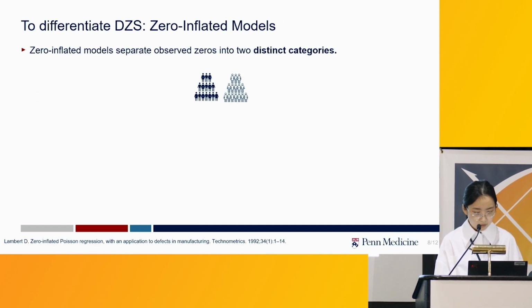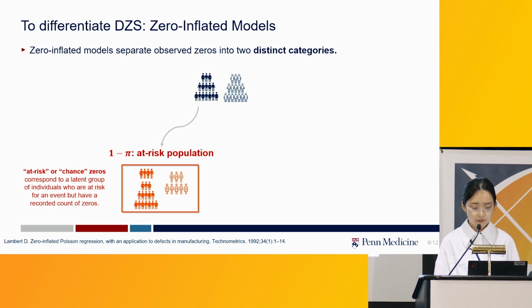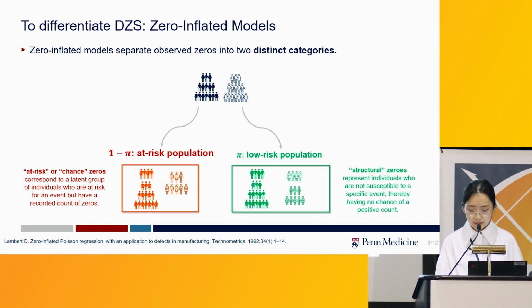So to differentiate the large double zero studies, which might come from the extremely low-risk population, we use the zero-inflated models, which separate the observed zeros into two distinct categories. The first category of zeros are known as the at-risk or chance zeros, which correspond to the latent group of population who are at risk for an event, but have a recorded count of zeros by chance. And the second group of zeros are known as the structural zeros, which represent individuals who are not susceptible to a specific event, and thereby having no chance of a positive event count.